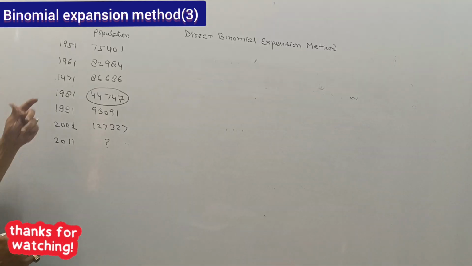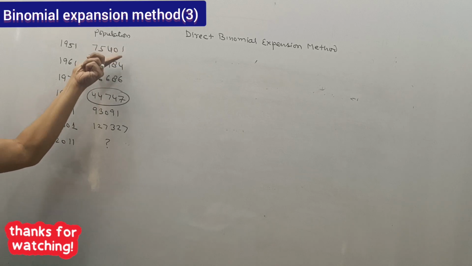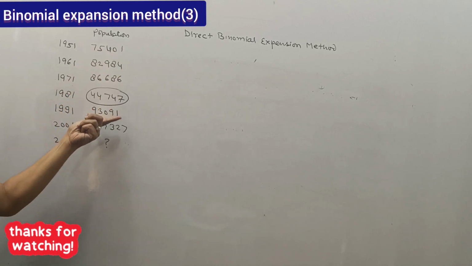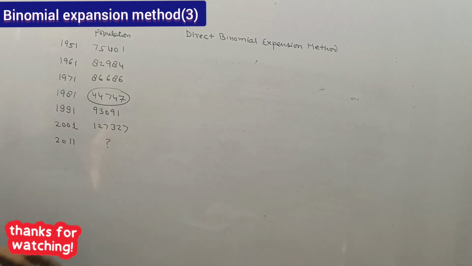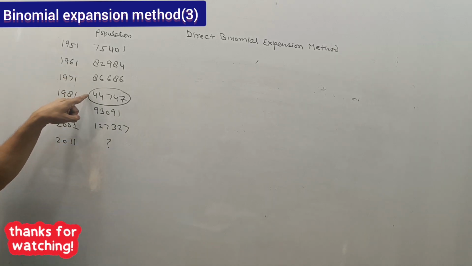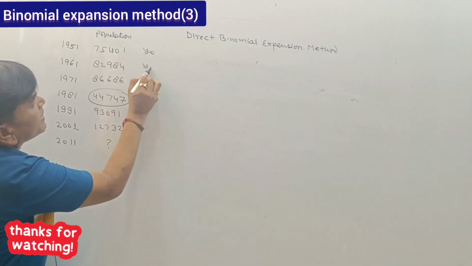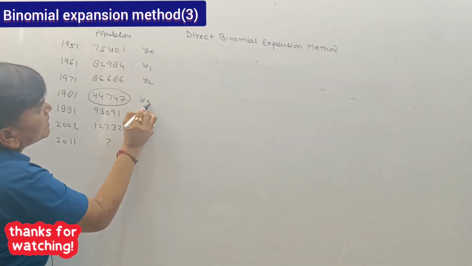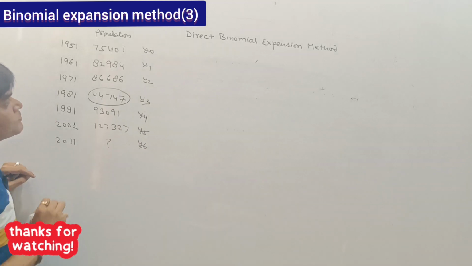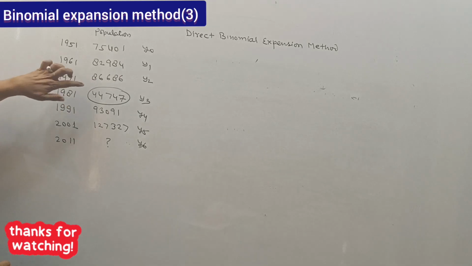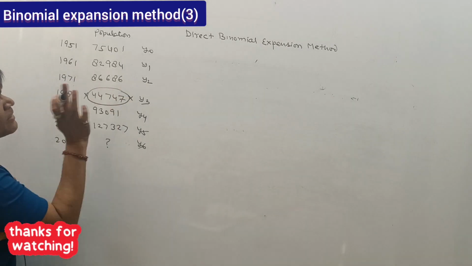This data is wrong because the population is increasing: 75,000, 82,000, 86,000, 93,000, 1,27,000 is over there. So this is increasing population, so this data is wrong. So we are having the data y0, y1, y2, y3, y4, y5 and y6. y2 is missing. This is also wrong data. So we will treat it as missing data.